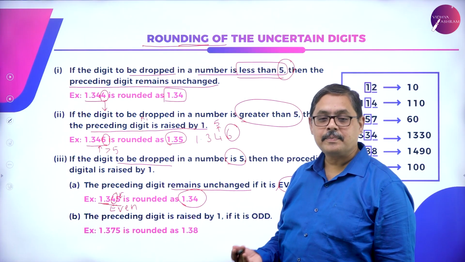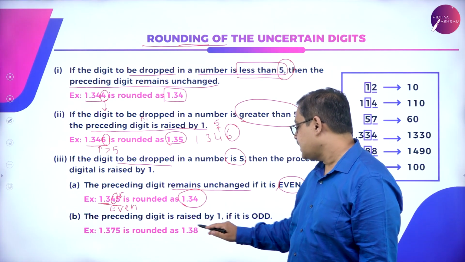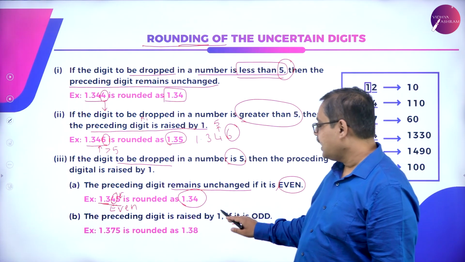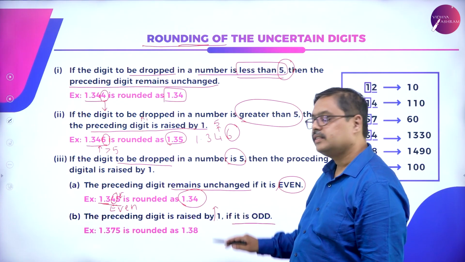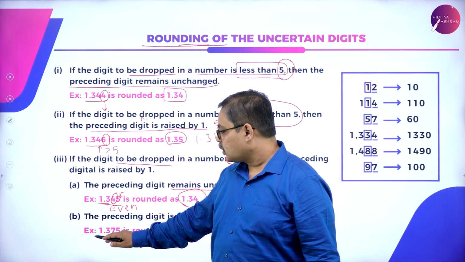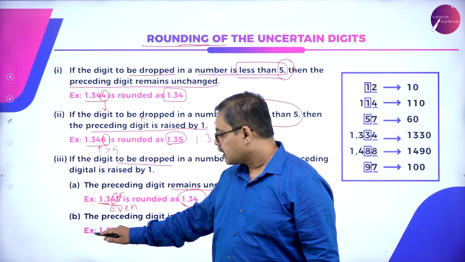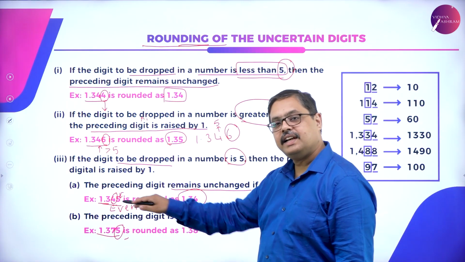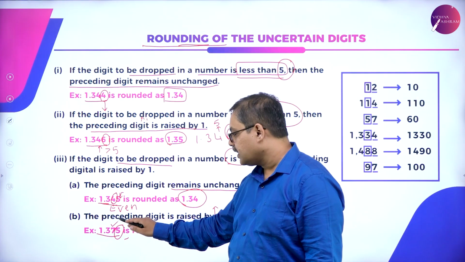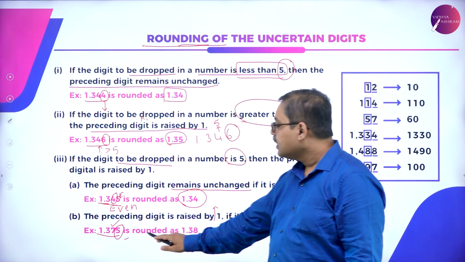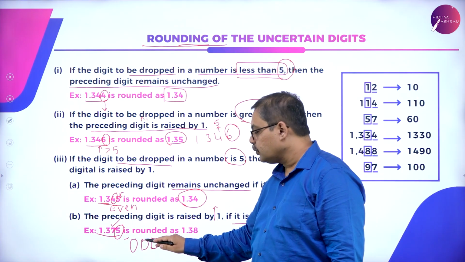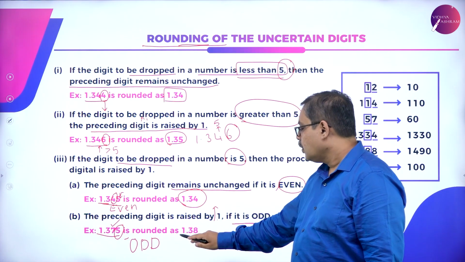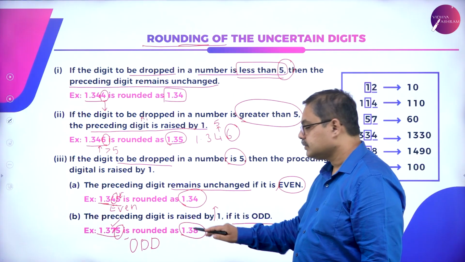Now, next case. If the preceding digit is odd, then once again I raise it by 1. Suppose the value was 1.375. I have to drop off 5, round off 5. I look at the preceding digit. The preceding digit is 7. 7 is an odd number. So what do I do with the odd number? I have to raise it by 1. So the value will be 1.38.